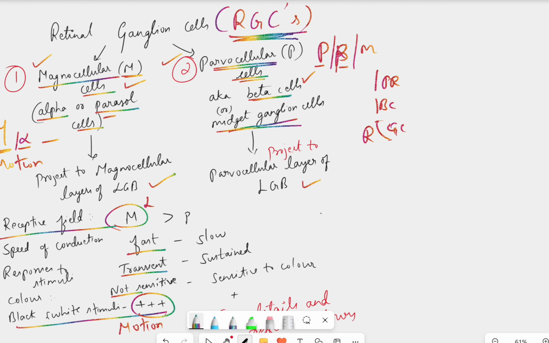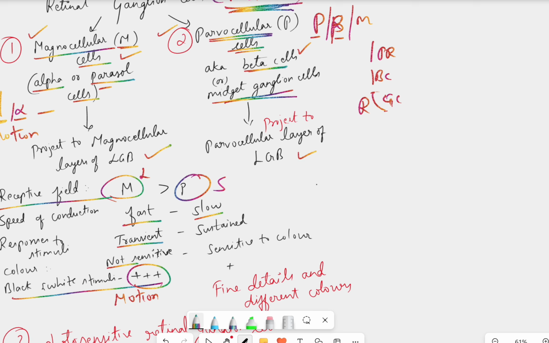Now we'll look into parvocellular cells. Remember, in contrast to magnocellular cells, parvocellular cells have a smaller receptive field. They conduct slowly, but the response is sustained. It means in magnocellular cells, the response will start immediately, but it will stay for a very short time. But in parvocellular cells, it will be slow, but it will be sustained.